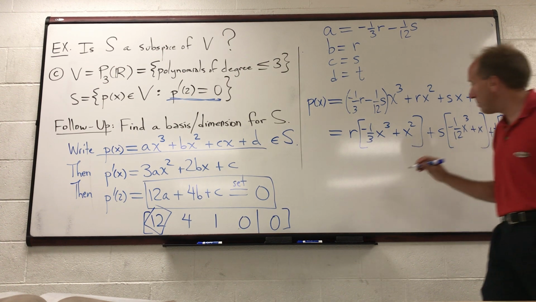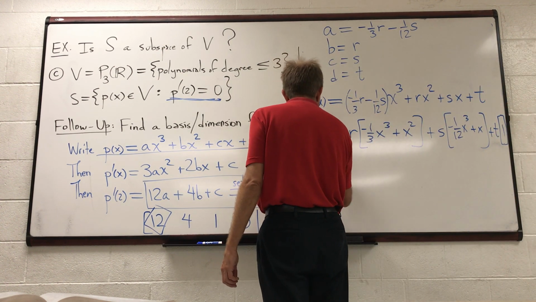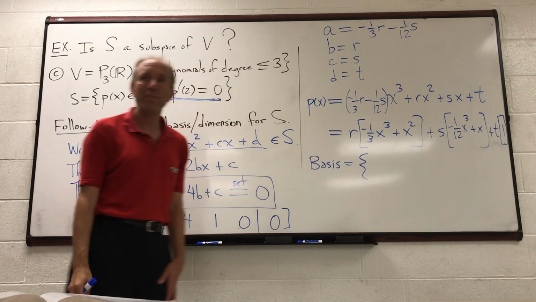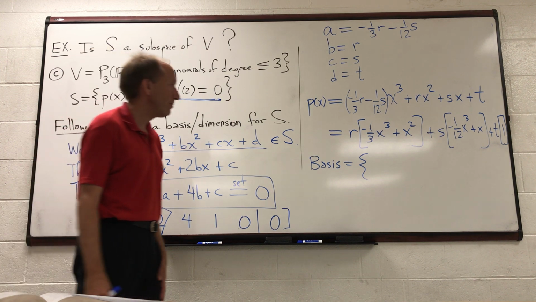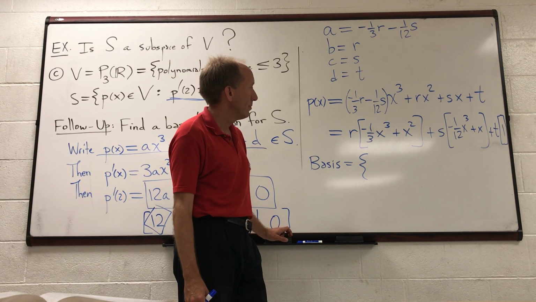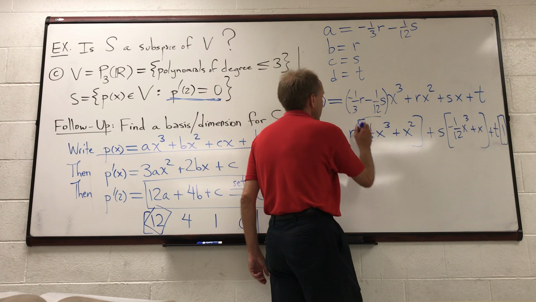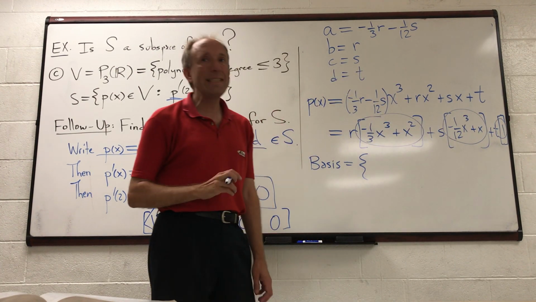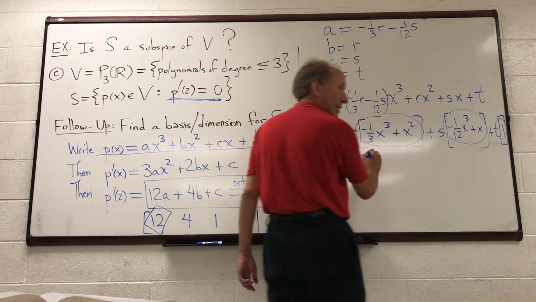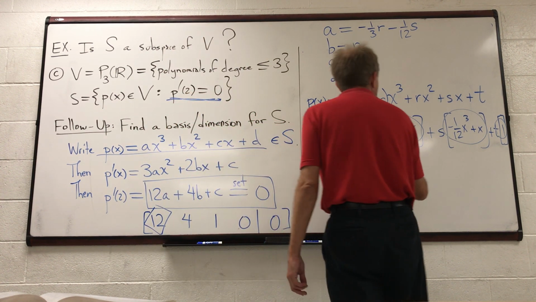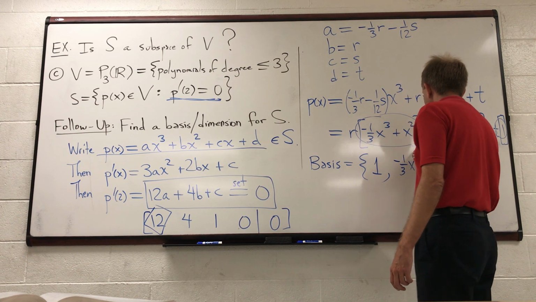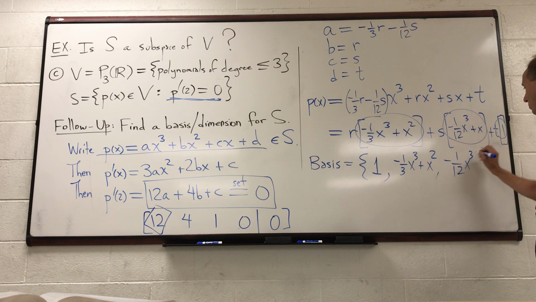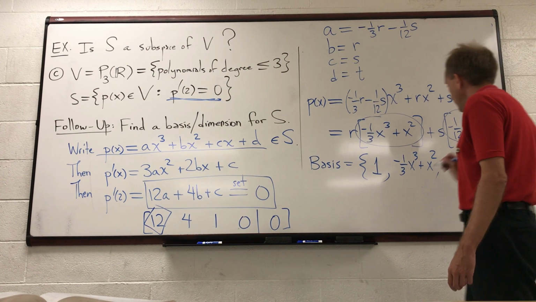Okay, so with that in mind, guys, what is my basis? Isn't it just the vectors that you've busted out? Yeah. That's it. You just have to write those into a list. Exactly. So we're going to get 1, and then negative 1/3 X cubed plus X squared, and then negative 1/12 X cubed plus X.